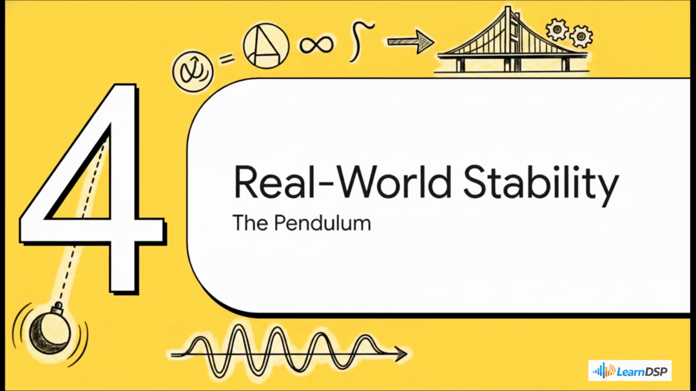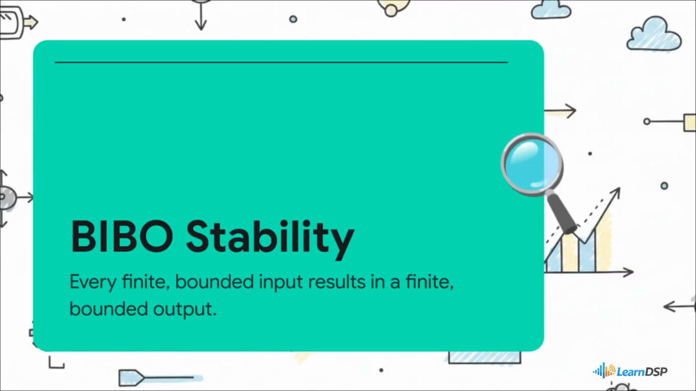Okay, Section 4. Real-world stability. Let's talk about the pendulum. Let's transition out of the abstract math for a second and into tangible physics so we can really test stability. In engineering, we look for bounded input, bounded output, or BIBO stability. This essentially guarantees that if your input stays within finite safe limits, the system isn't going to spiral totally out of control and output infinity.